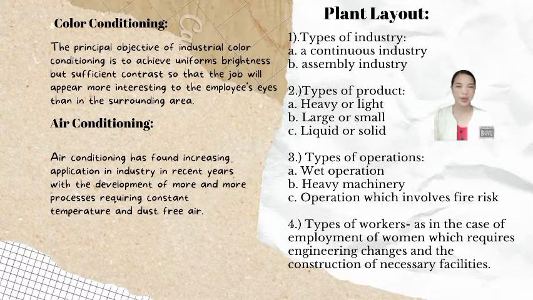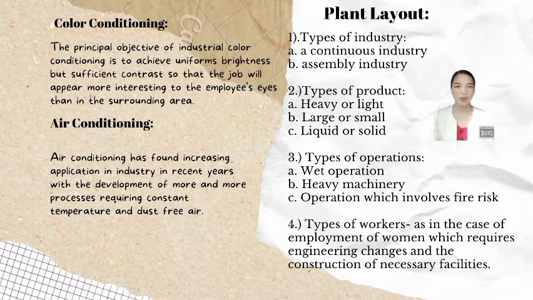Plant layout. There are factors influencing a plant layout, such as, first, types of industry, which may be a continuous industry, in which all the materials are received at one point from which successive operations turn these materials into finished product, and the second one, assembly industry, as in the case of car manufacturing. The second is types of product, which may either be heavy or light, large or small, liquid or solid.